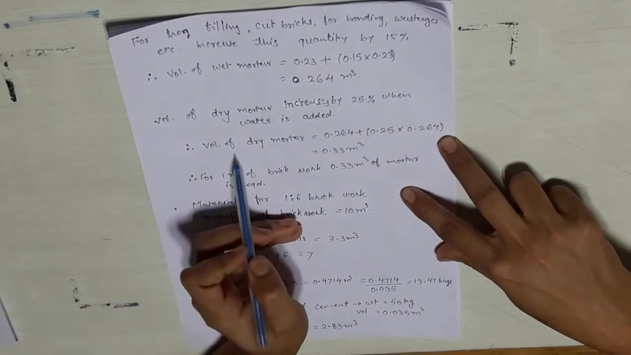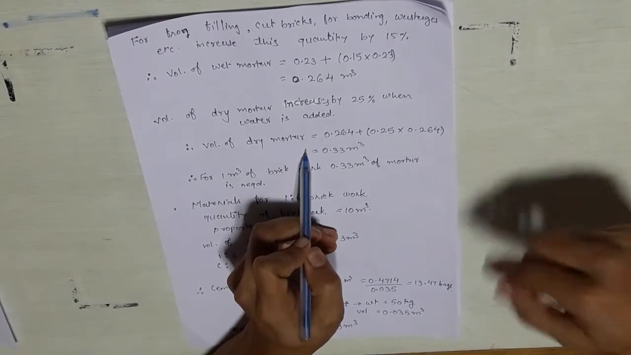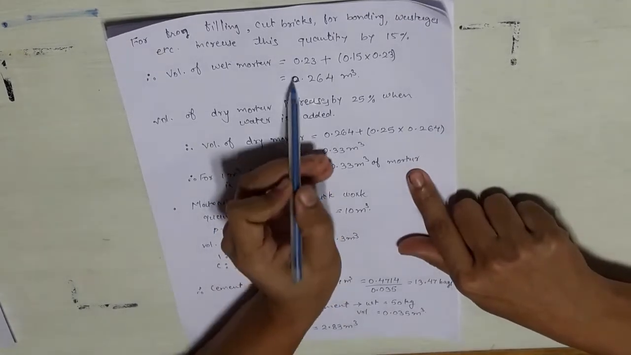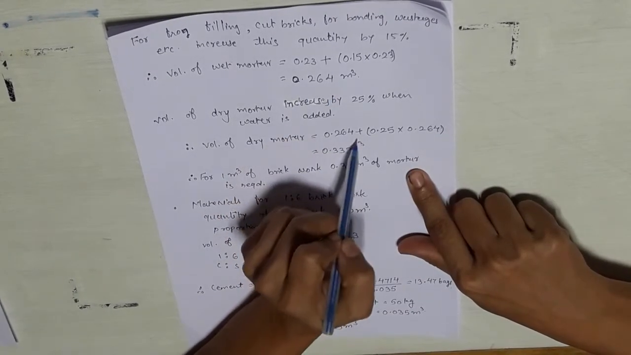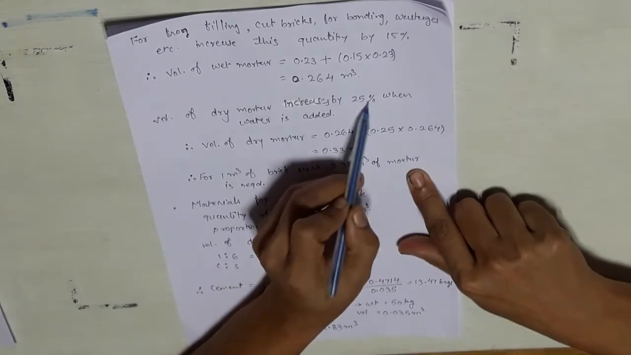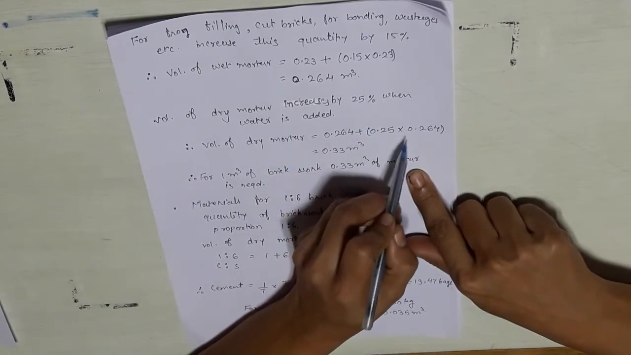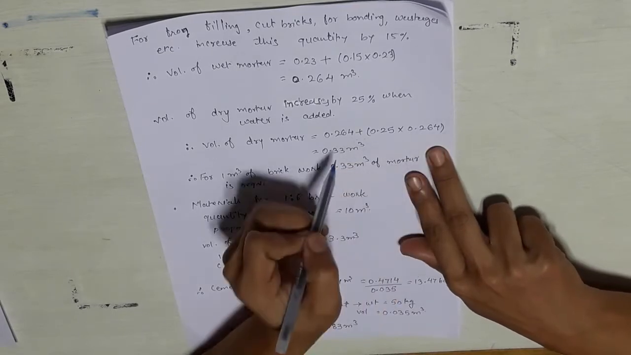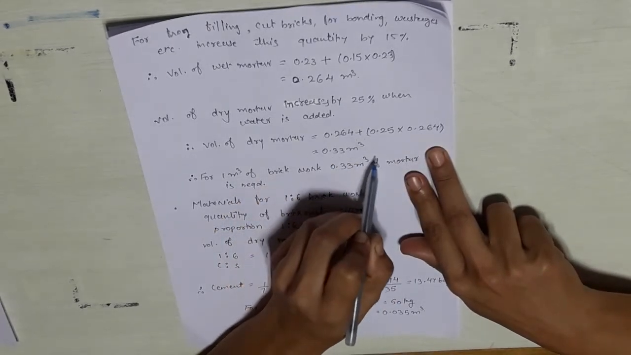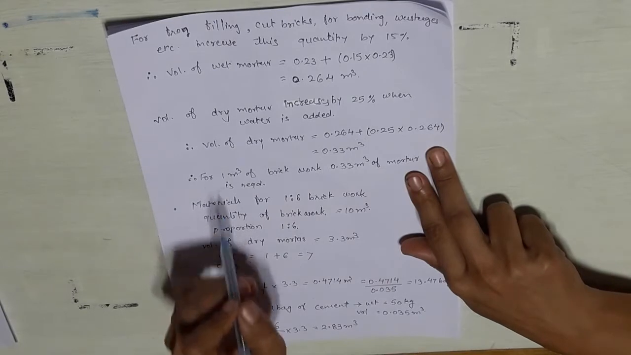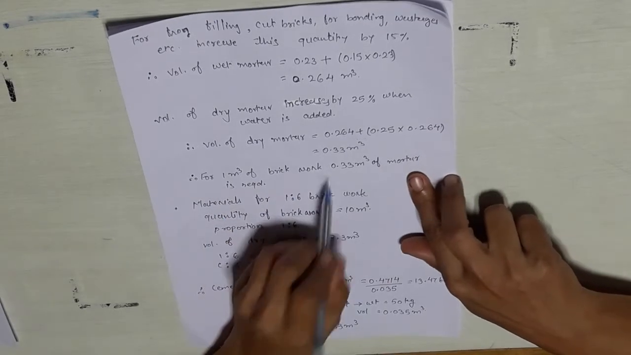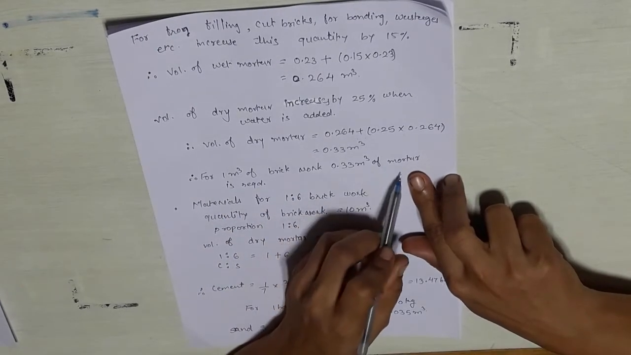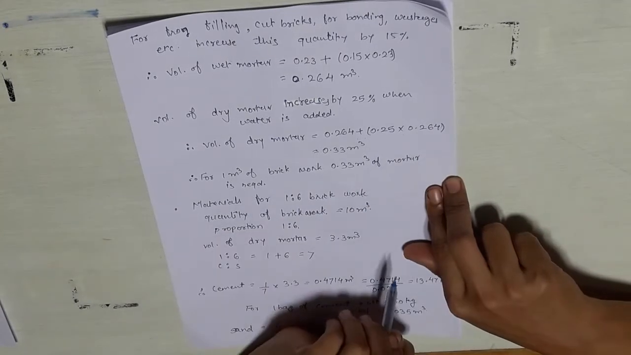So the volume of dry mortar can be increased. Again, this is 0.264 plus 25% increase, so 0.25 multiplied by 0.264, and that comes to 0.33 meter cube. Therefore, for 1 meter cube of brickwork, 0.33 meter cube of mortar is required.